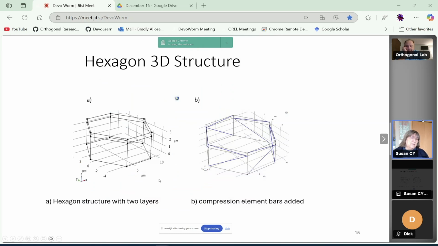And this is a hexagon 3D structure. I made it out of 2 hexagon rings, a smaller one at the top, a larger one at the bottom. And the compression elements were added in blue. So these are the bars in blue on the top and bottom.